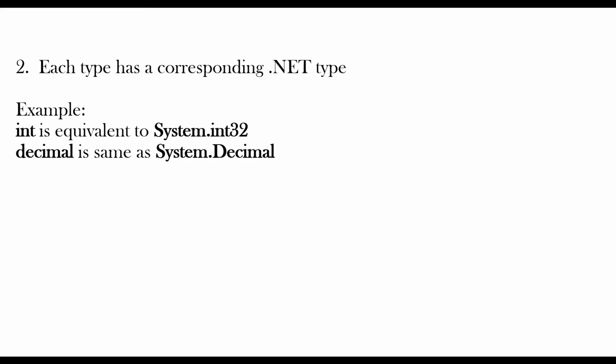Second important thing is each C# built-in type has a corresponding .NET type. For example, int is the data type we use in our program, but this data type is equivalent to System.Int32. Here System is the namespace and Int32 is the type that is equivalent to int. The same way, decimal is the data type that we use in our program and System.Decimal is the equivalent .NET type.